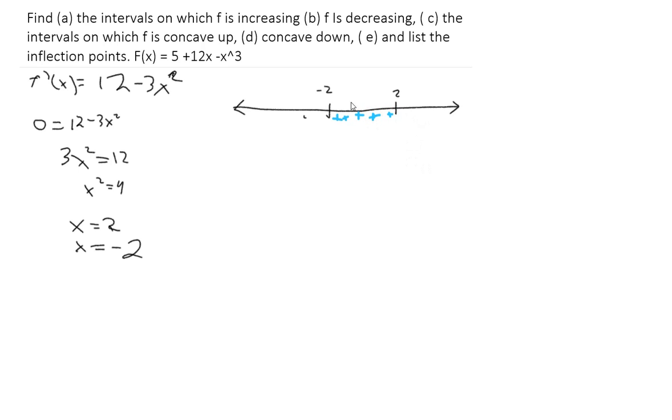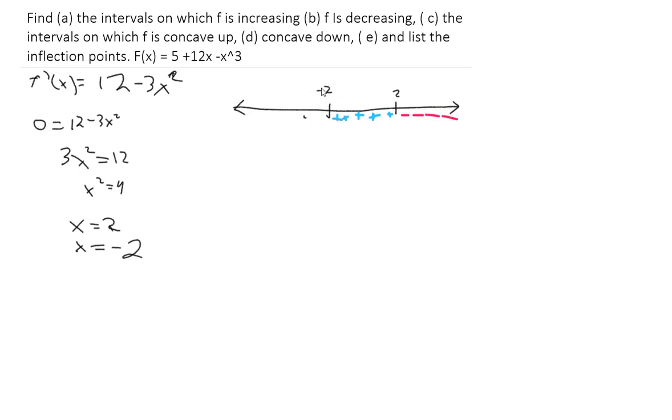Now let's plug in something else. 3, let's say. So 3 squared, 9. 9 times negative 3 is negative 27. So you have 12 minus 27. It doesn't matter exactly what the number is. All we know is that it's going to be negative. So that means that on values of x that are larger than 2, we're decreasing.